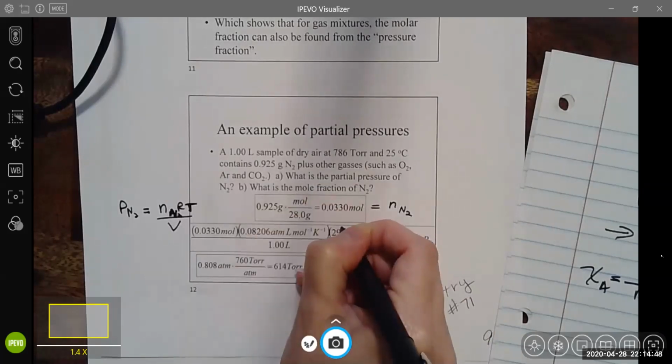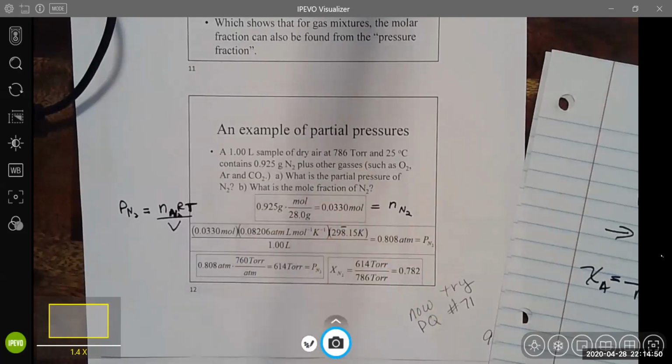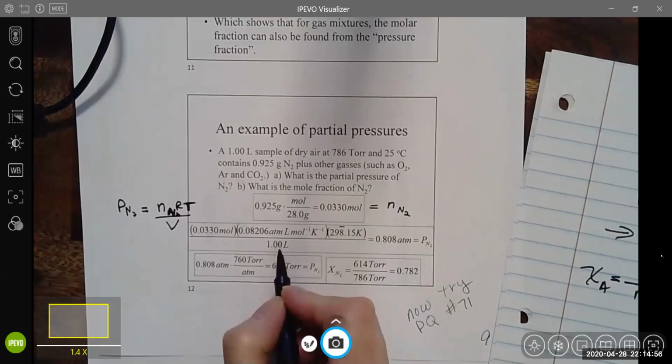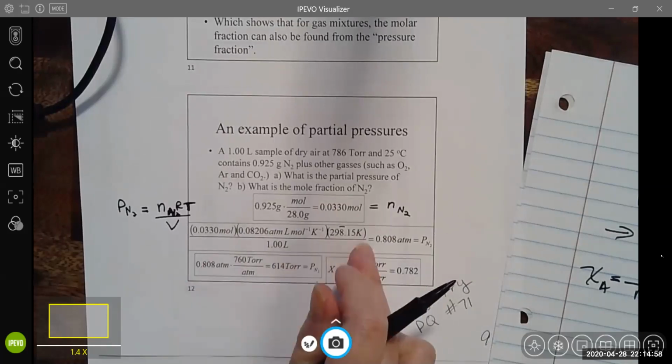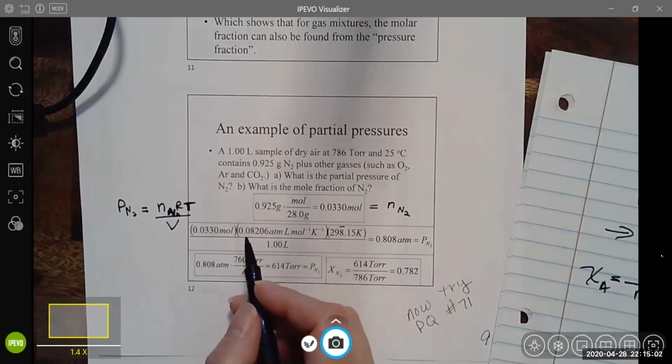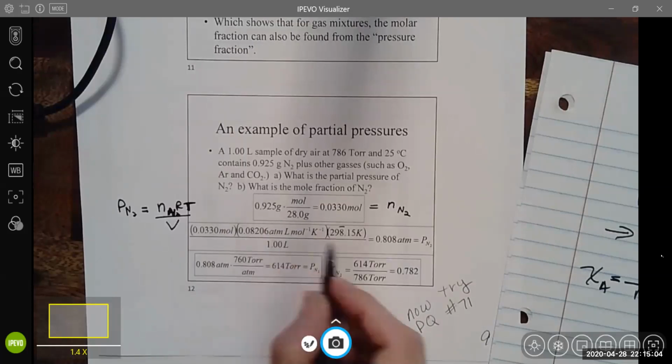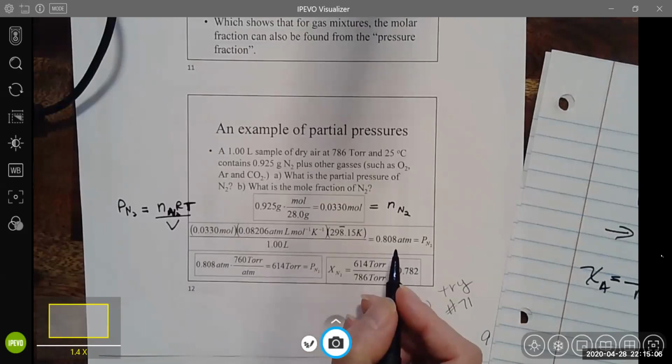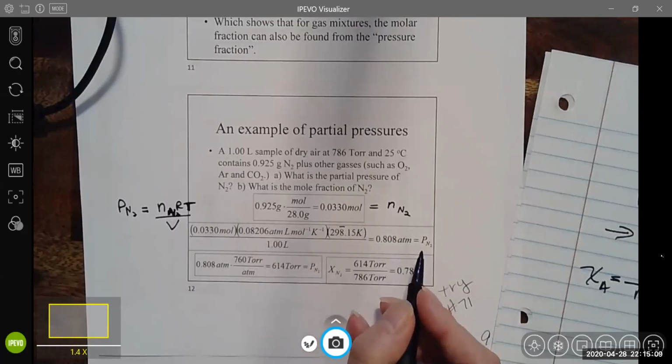Technically, I only got that many sig figs. I'm going to use the whole thing for calculating, but keep in mind that's only 3 sig figs there. And my volume was given as 1 liter. So if you do this in the calculator, you'll see your liters cancel, your Kelvin cancels, your moles cancel. You're only left with these atmospheres, and that comes out to 0.808 atmospheres, and that's the partial pressure of nitrogen. So that would be the answer to part A.